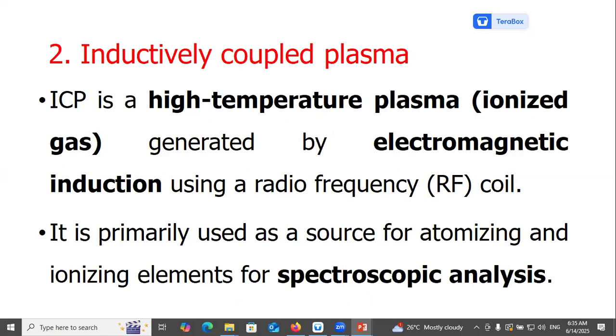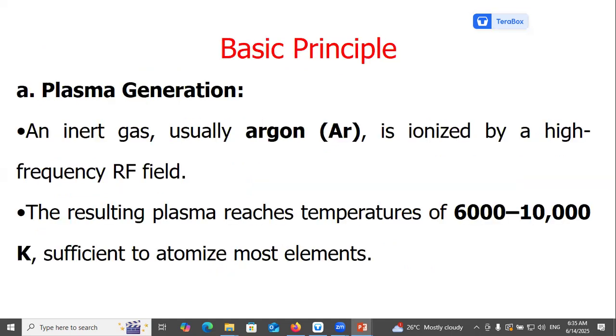Inductively coupled plasma, ICP, is a high temperature plasma ionized gas generated by electromagnetic induction using a radio frequency coil. It is primarily used as a source of atomizing and ionizing elements for spectroscopic analysis.